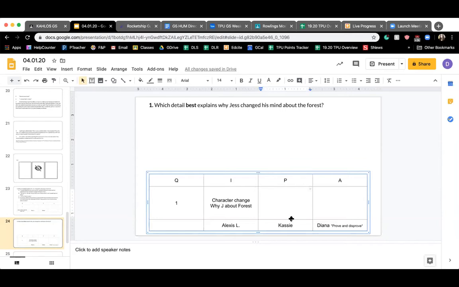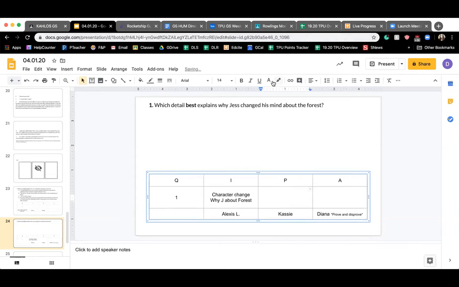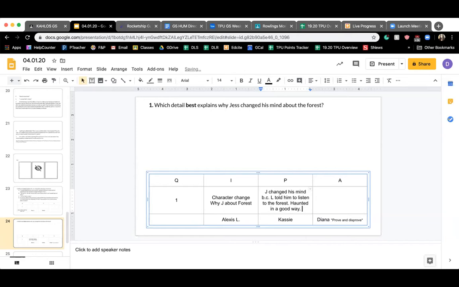Now, Cassie, we know as great thinkers that we don't want to get swayed by other people's answers, and we don't want to be told how to think. And so what do you think the answer is? Plan and predict for me. I think, to plan and predict, I would write: Jess changed his mind because his friend told him to listen to the forest, and that the forest is haunted in a good way and not in a negative, bad way, and that relates to our problem.